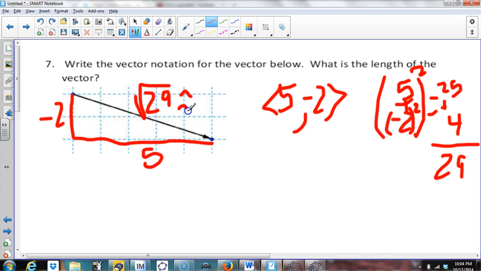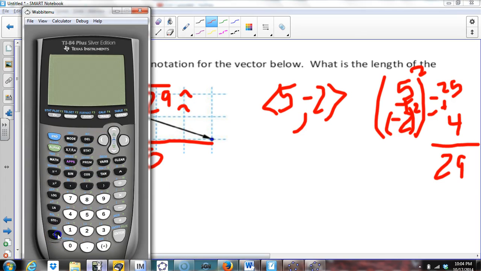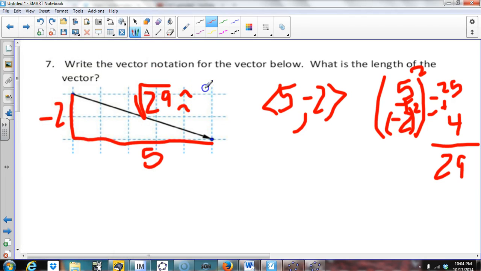If we wanted to check it out decimal wise, again we would grab our calculator. Square root 29, 5.39, we'll say. Okay, there we go. There's our answers 5 through 7.